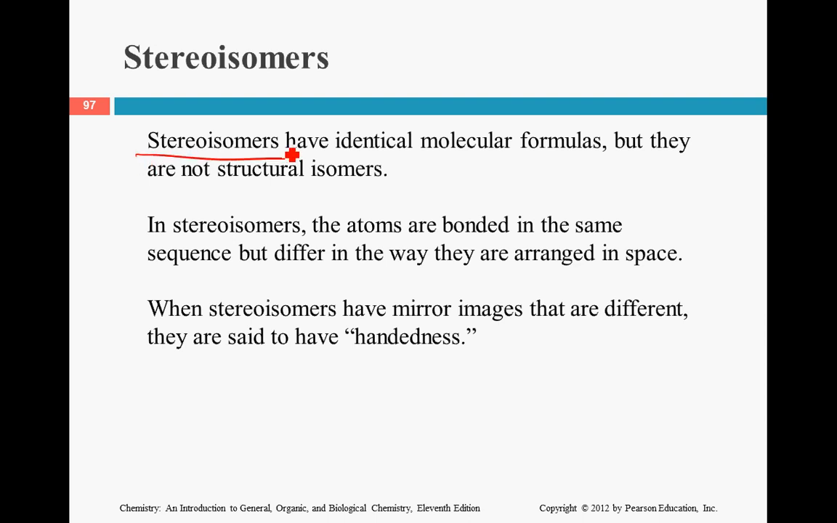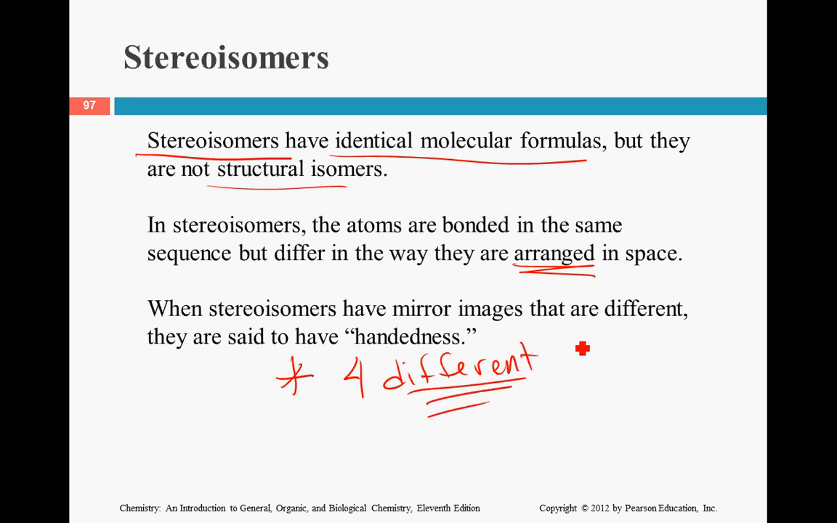And these are called stereoisomers. They have identical molecular formulas, but they are not structural isomers. They have the same atoms bonded to the same carbon, but they're arranged differently. In order to have this happen, and this is really important, you need 4 different things on 1 carbon. You have to have this happen in order for it to work.